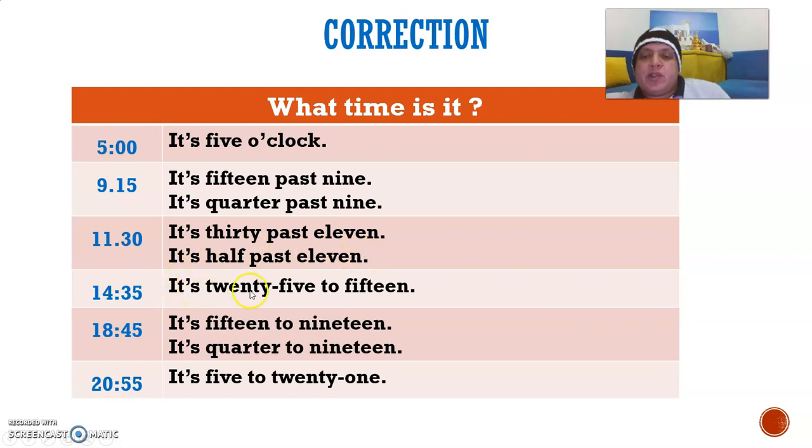Here we have it's 25 before 15, or 25 to 15. It's 15 to 19, or quarter to 19. 15 to is not the same as 15 past, or quarter past. It's not the same as quarter to. So it's 15 to 19. Here it's quarter to 19, and here it's 5 to 21. It's 5 before 21.